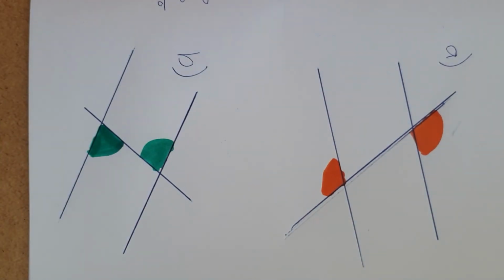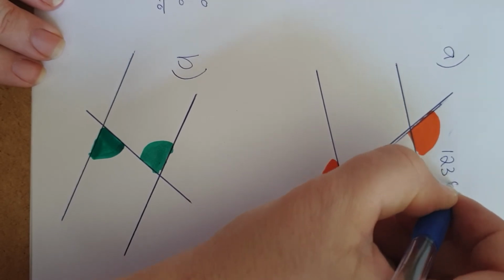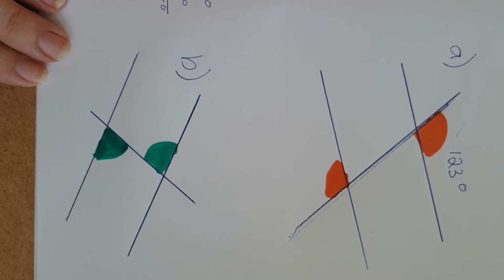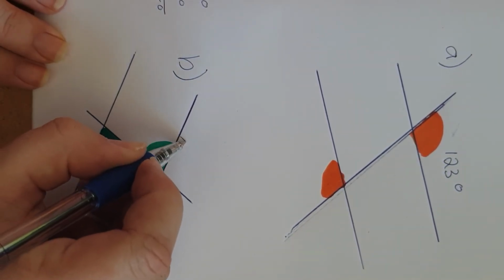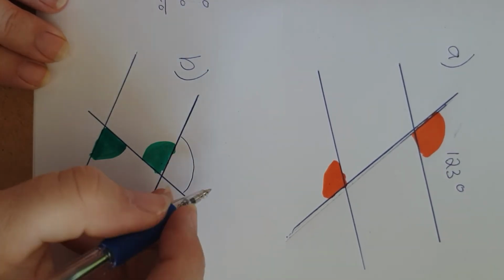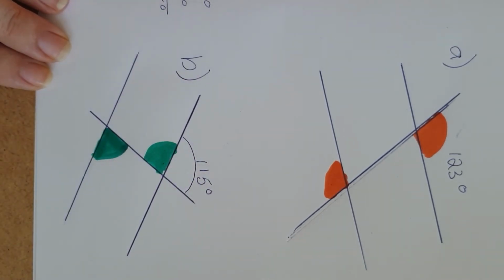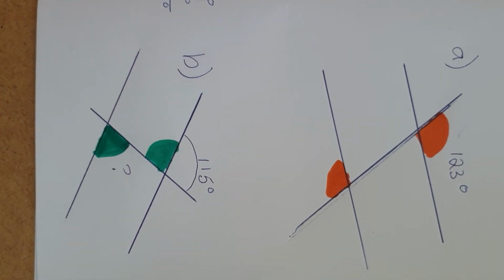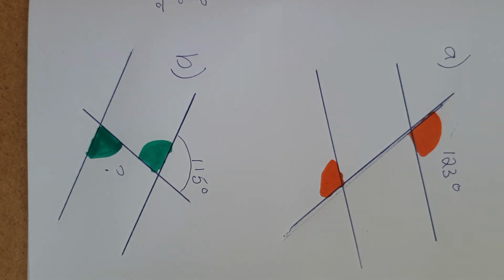Now, again, being mathematicians, we like numbers. So I'm telling you that this angle here is 123 degrees. Work out what this angle here is. Again, I'm going to be slightly mean. I'm going to tell you that this angle here is 115 degrees. Work out this angle here. Again, pause the video, then check back in to see your answer.